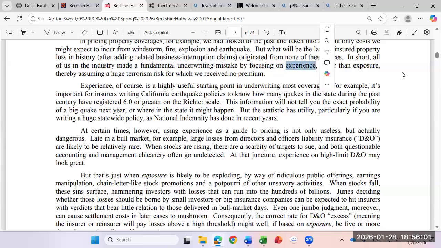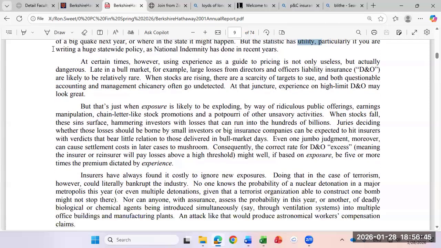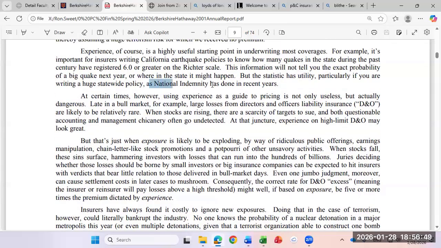So make sure you have a good definition of experience versus exposure. Experience is the easier one. It's your actual frequency and severity from all your prior years, what you learned from that. Does that mean you ignore experience? Well, no, you've got to look at experience. It's a highly useful starting point in underwriting. It's important for insurers in California to know how many quakes in the state during the past century registered 6 or higher. That's useful to know. Does that mean that's going to be the same experience going forward? Well, even if you don't think it is, you still want to know that number because that gives you a starting point. This information will not tell you exactly the probability, but it has its utility, especially if you're writing a large policy. There's one of their other reinsurers, National Indemnity.